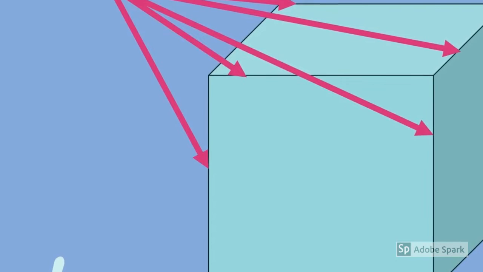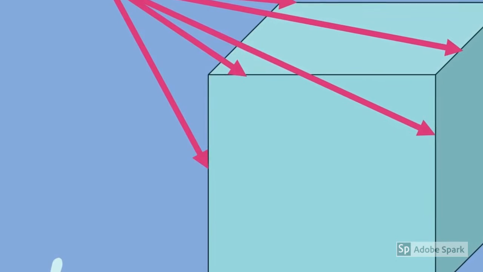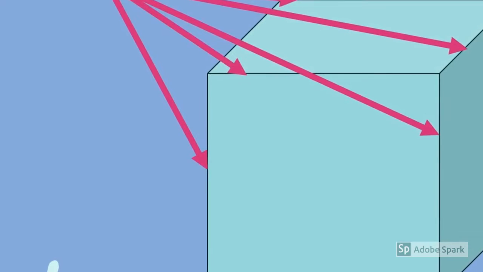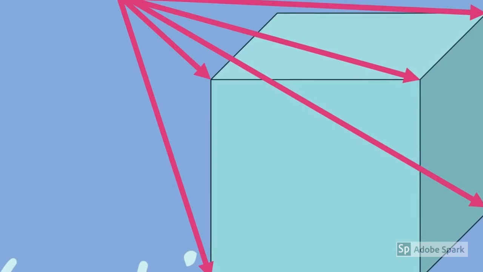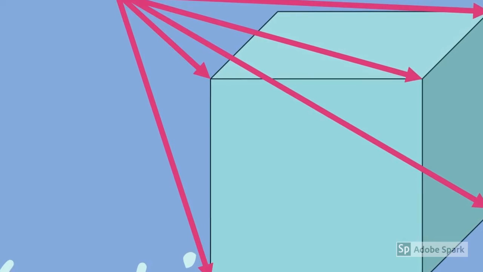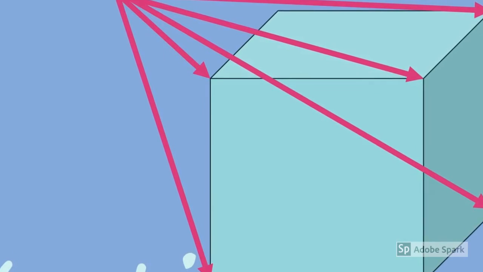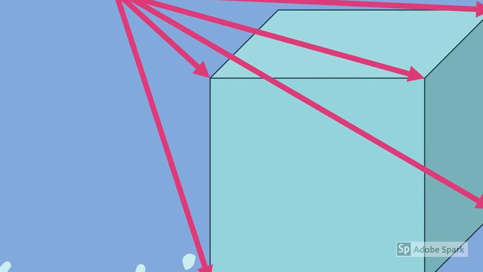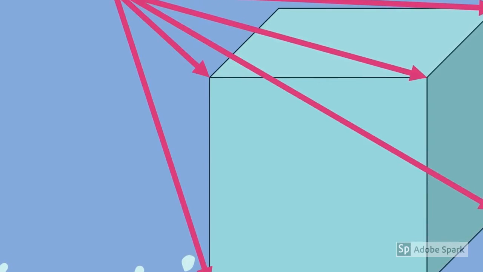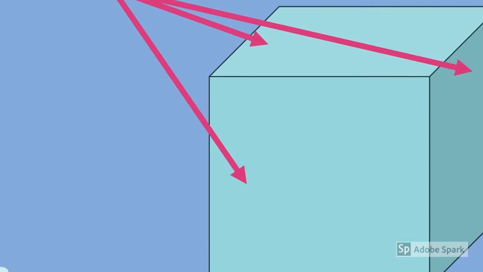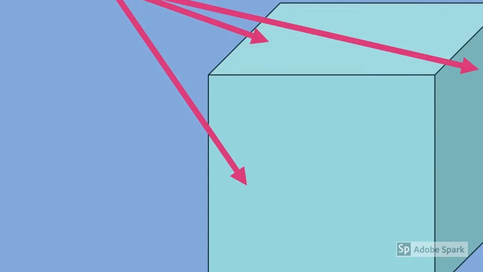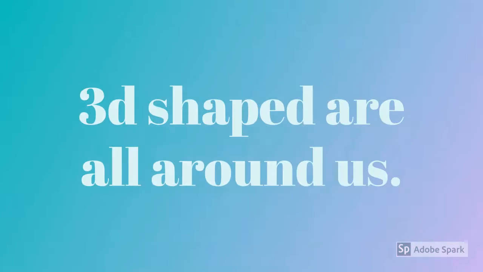Where are the arrows pointing to on this cube? That's right, it's pointing to its edges. Where are the arrows pointing to? Do you remember? That's right, the corners or the vertices. You don't need to be asked this question. That's right, it's pointing to the faces.